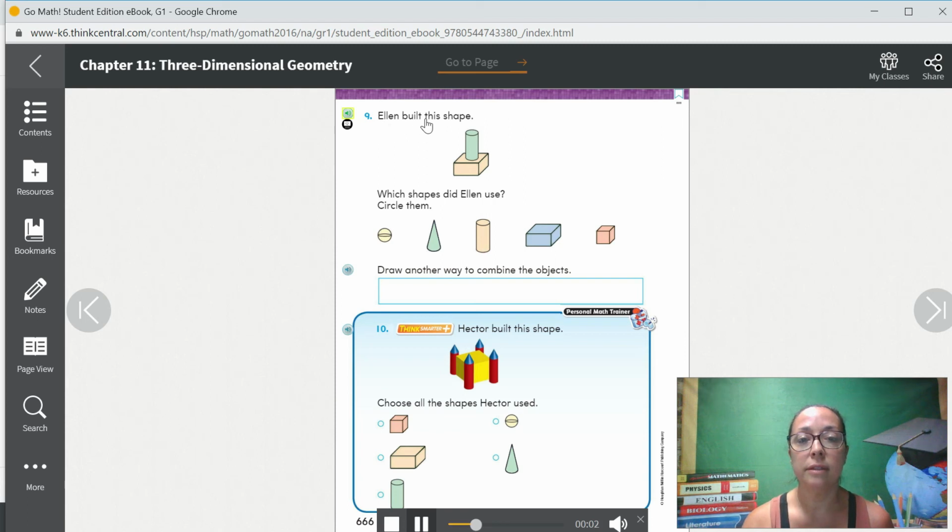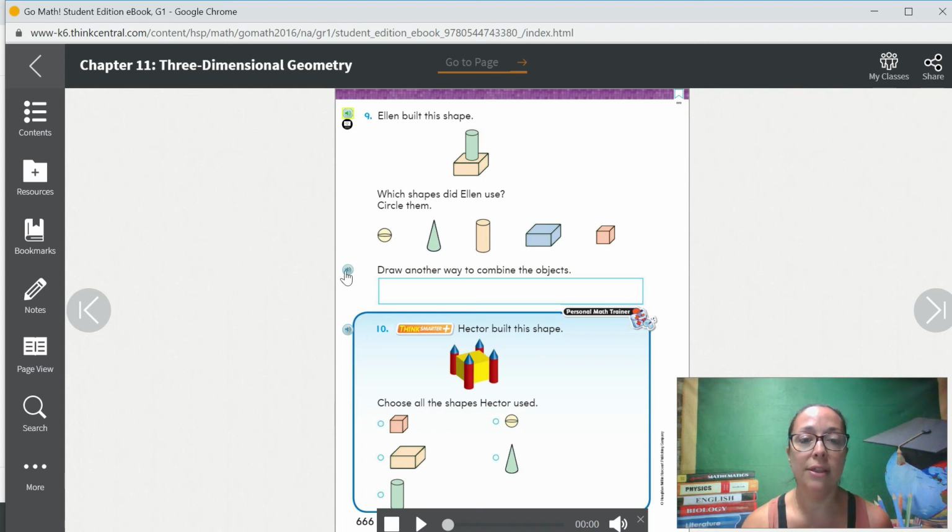9. Ellen built this shape. Which shapes did Ellen use? Circle them. Okay, Ellen hizo esta forma y está preguntando qué formas usó Ellen para hacer esta forma. Y lo vas a circular. So take a good look at all the shapes. Look at the shapes in the picture and circle the ones that she used. And I'm going to give you a hint. There's two correct answers. Hay dos respuestas. So vas a circular las dos formas que usó.